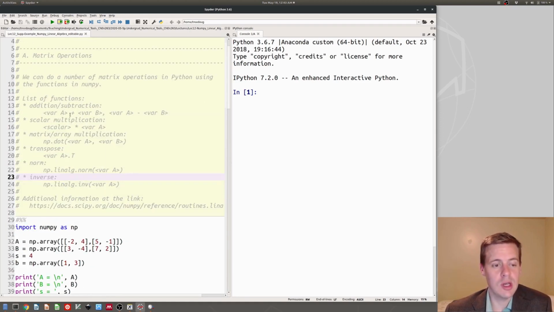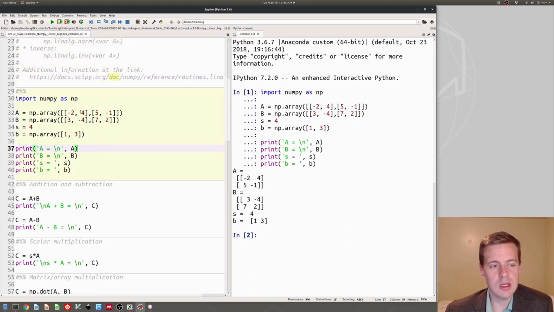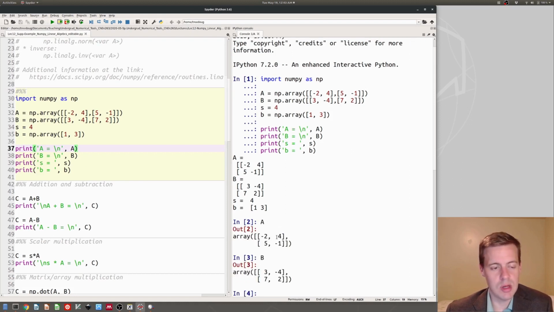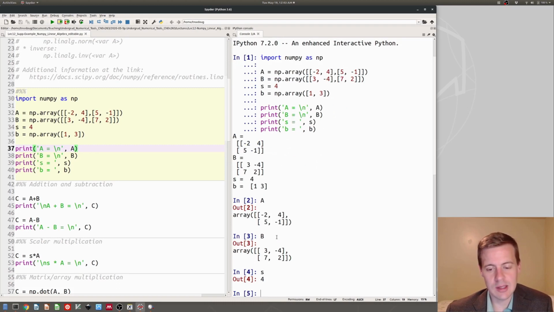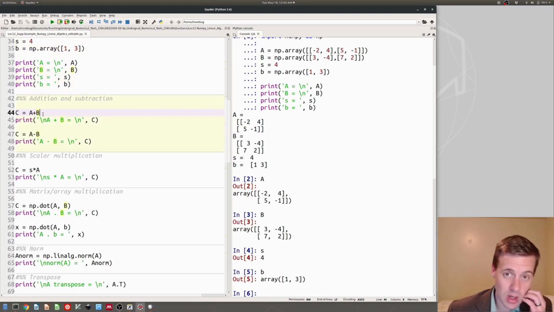Okay, and by the way, there's this link here you can follow. I'll put the link in the description of the video for more information about the Numpy and SciPy functions for linear algebra. Okay, so I'm going to start out here, import Numpy, and import these different matrices. So I've got the A matrix, the B matrix, a scalar S, and then an array b. And notice that if I have matrices and want to add them, I can simply use the addition operator, and that will do element-wise addition and subtraction.